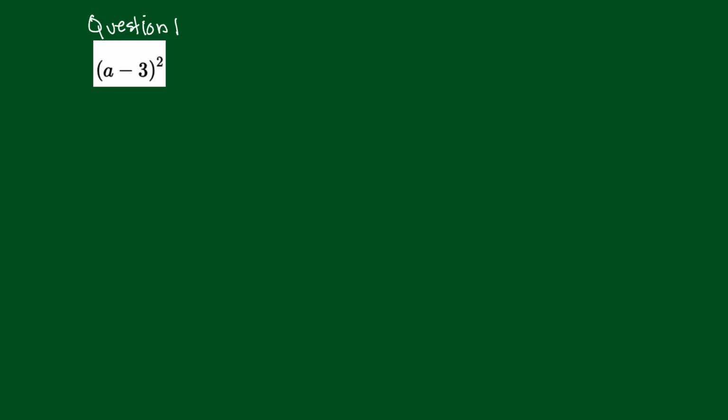Now we have a template for this. Here's what we do. We square the first. So I got two terms here. I have a, and I'm going to think of this as -3. So square the first. I get a squared. Now multiply these two terms together. A times -3 is -3a.